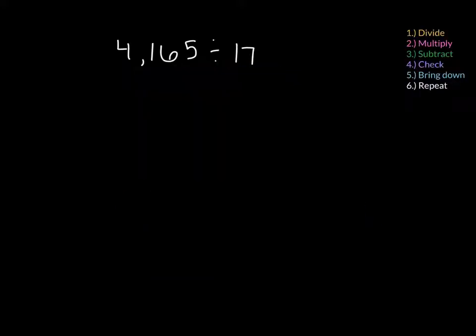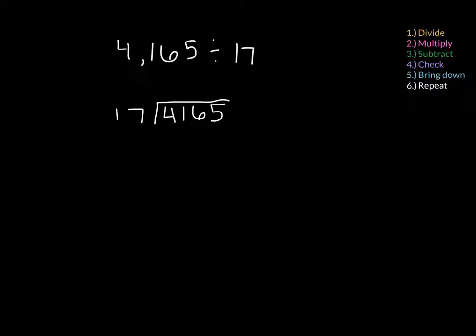Okay, for this example, we're going to first write it with the long division bar. So our dividend, which is the first number, goes inside the division box, and the divisor, the second number, goes outside. Okay, now we're going to go through our 5 steps.